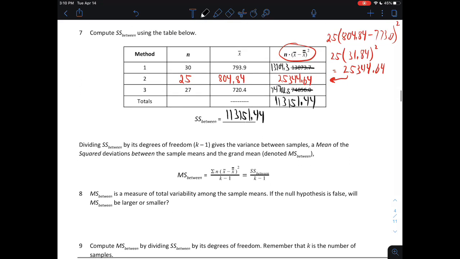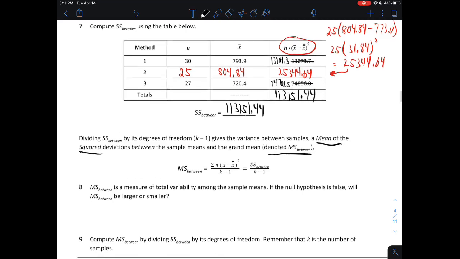And I want you to keep in mind that abbreviation SS. We're going to see that with the ANOVA function in just a little bit. Continuing on, dividing SS between by its degrees of freedom, k minus 1, gives the variance between samples, a mean of the squared deviations between the sample means and the grand mean. This is abbreviated MS between, which means we take the result that we had before for SS between and just divide by the degrees of freedom, k minus 1.